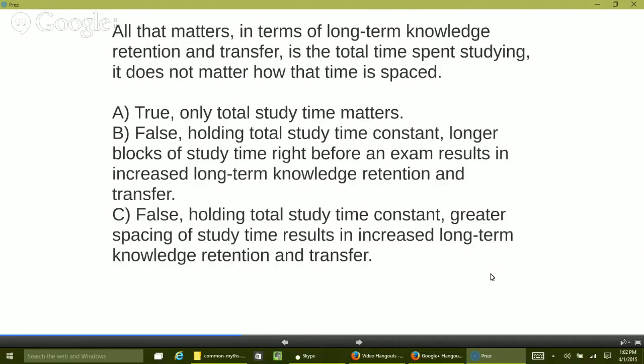So far we have 1 vote for C. We have 2 votes for C. We have 3 votes for C. Okay, so in fact, C is correct. That spacing study time is incredibly important. And let's just look at some of the results here that show that.